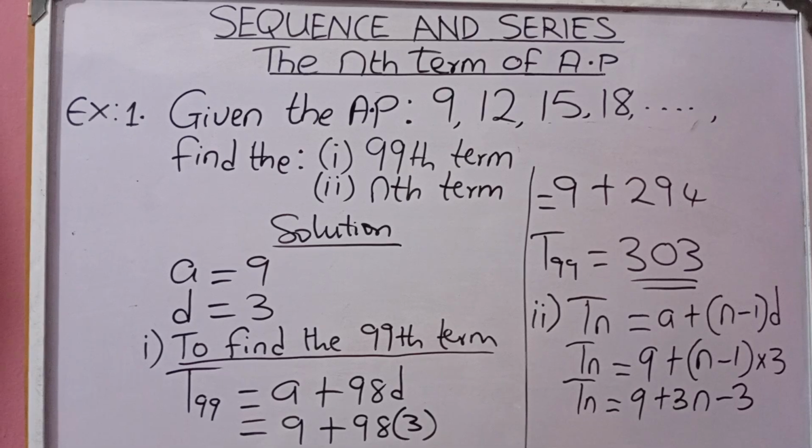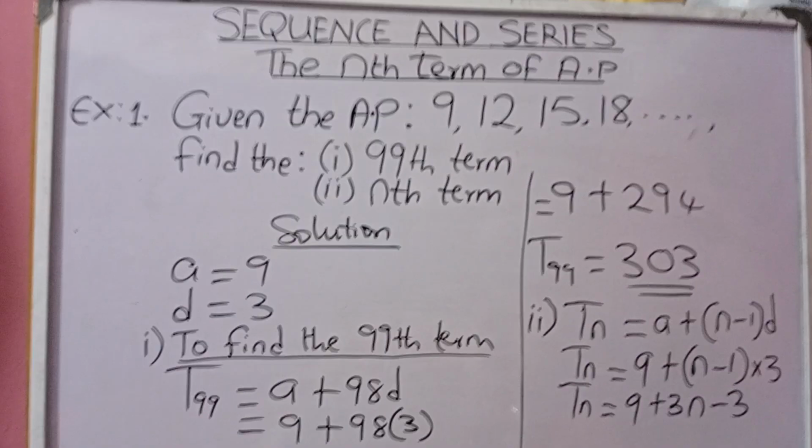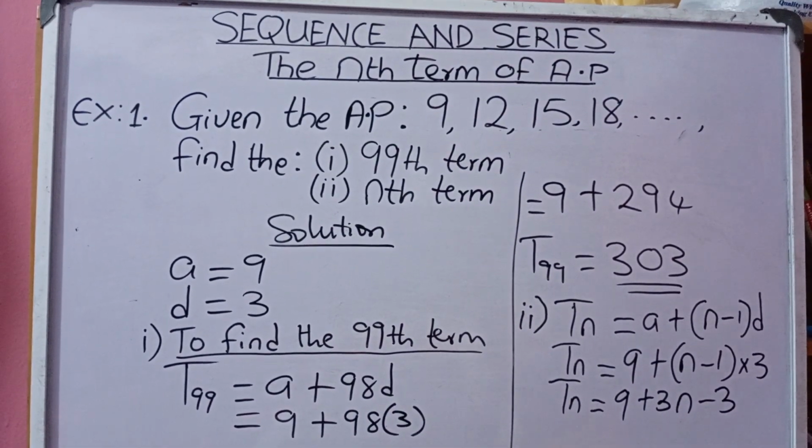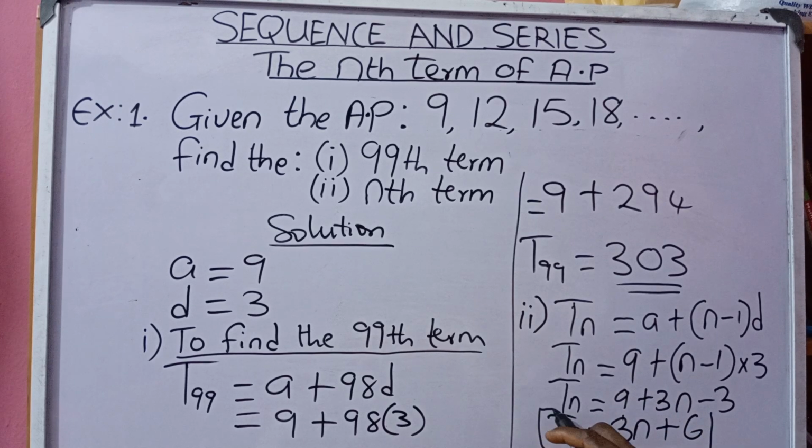So the final answer to this particular example will be T sub n is equal to, collecting like terms, we have it as 3n. Then 9 minus 3 will give us plus 6. So this becomes the nth term of this particular sequence. That is how to resolve this particular question. I hope this is clear enough.